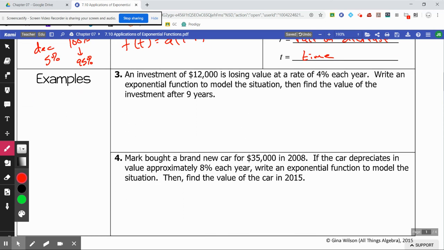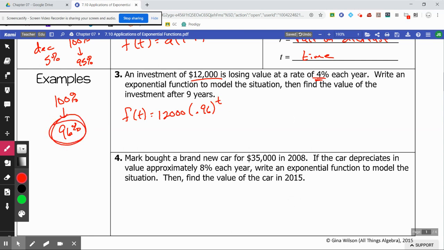So an investment starts at 12,000, but it's losing value. It's going down 4% each year. So it was 100%, but if it goes down 4%, you're now at 96% of what it used to be. Write an exponential function to model the situation. So f of t is equal to, you started at 12,000. However, you're losing 4%. So you're going to do, in here, it's 1 minus r. And if r is 4%, that's 0.04. So that's going to be a 0.96. Now, I just wanted to show you where that came from, raised to the t power.